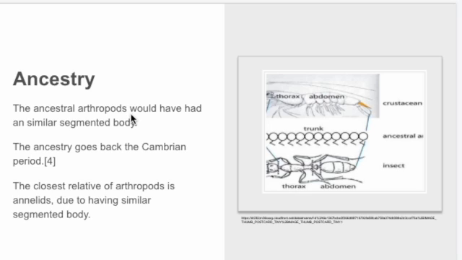And looking at the history for this phylum, it goes way back to the Cambrian period, and the first evidence was collected by looking at the fossils of trilobites. And so that was the first evidence for this phylum. And the closest relative of arthropods is annelids, due to having the similar segmented body. And so that is the main characteristic for this phylum as well, that they're segmented bodies, which are invertebrates. And yeah, so that's basically the ancestry for this phylum.